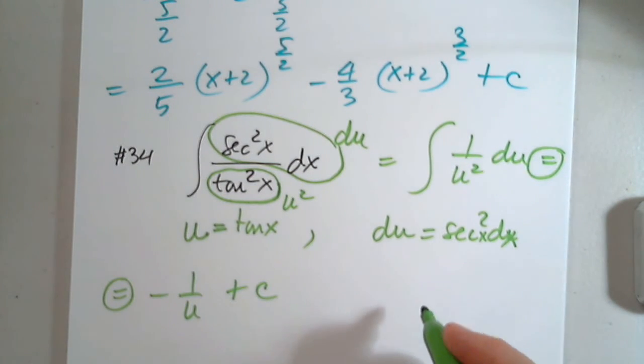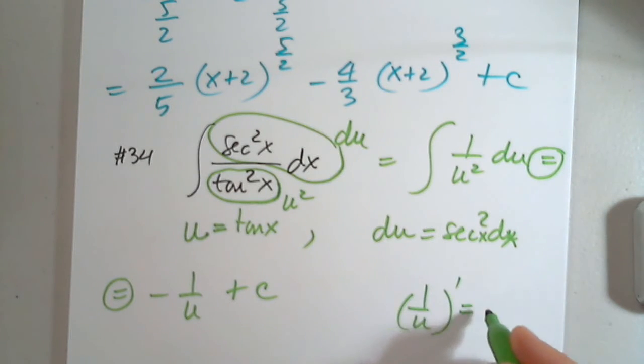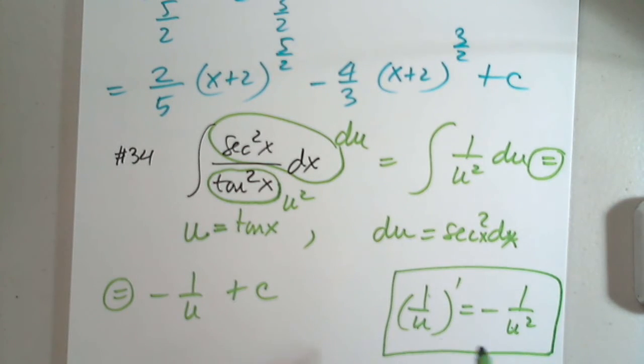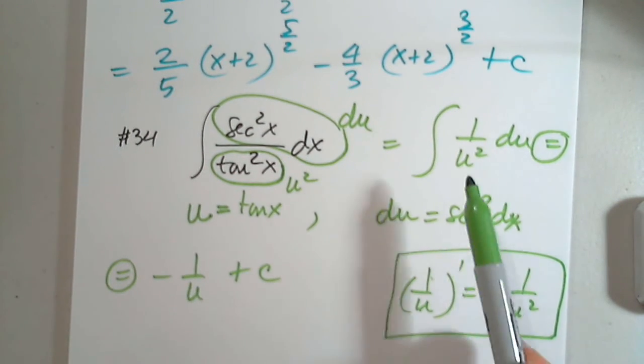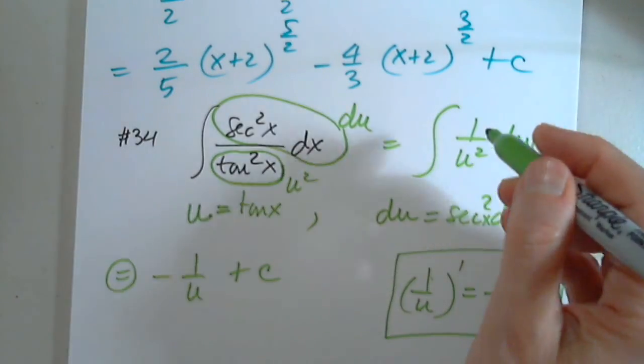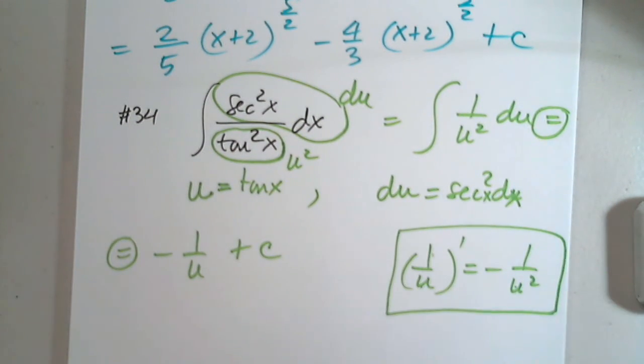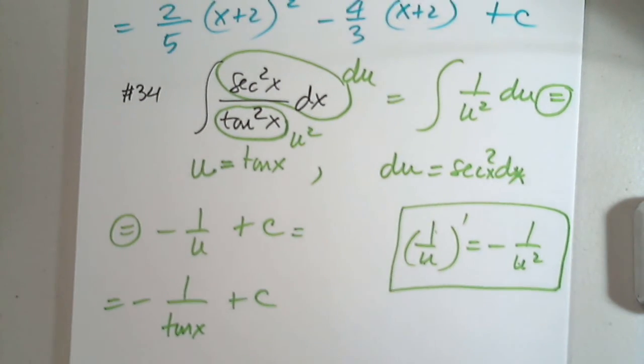So remember we had 1 over u prime, and I said this is negative 1 over u squared, or 1 over u squared is negative 1 over u prime, a long time ago when we discussed differentiation. This is a good habit, because otherwise you have to do u to negative 2 plus 1 over negative 1. It's not a mistake, but it will take you longer. It's done, but because it's an indefinite integral, I have to go back and substitute. So this is negative 1 over tangent x plus a constant c.